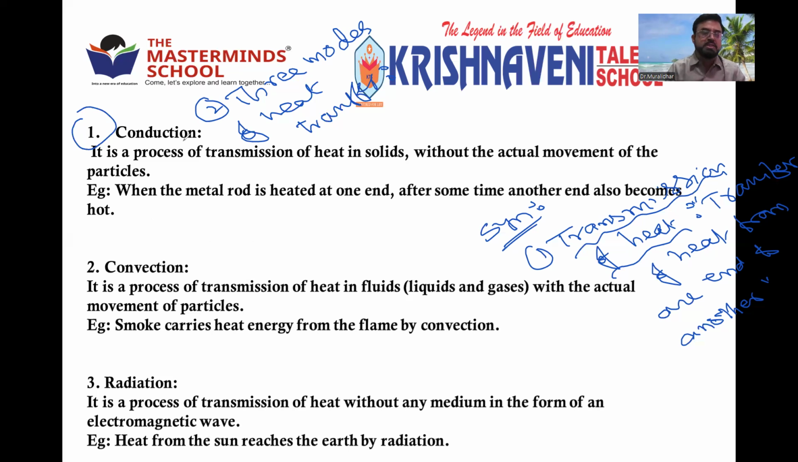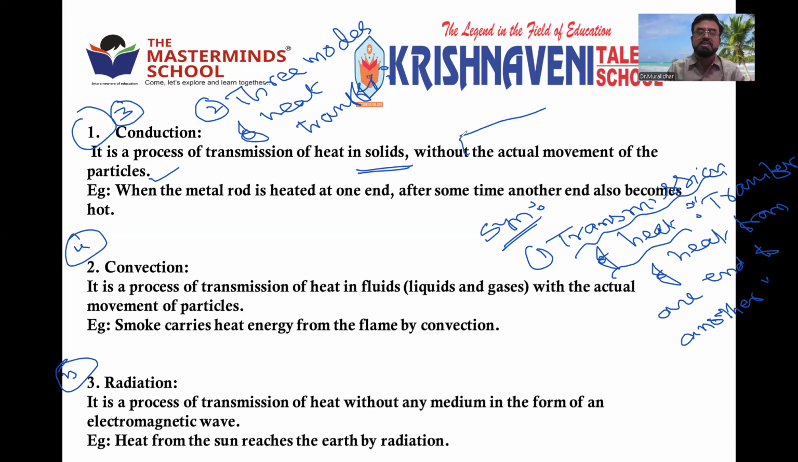You can note down all the points. Make it point number 3 for this, 4 for this, and 5 for this, with examples. So what is the first method of transfer? It is a process of transmission in solids without the actual movement of the particles. When you are heating any solid, for example, an iron rod on a flame, there won't be any movement of the particles. The particles never move because they are tightly packed. But still, heat transfers from one end to another end.